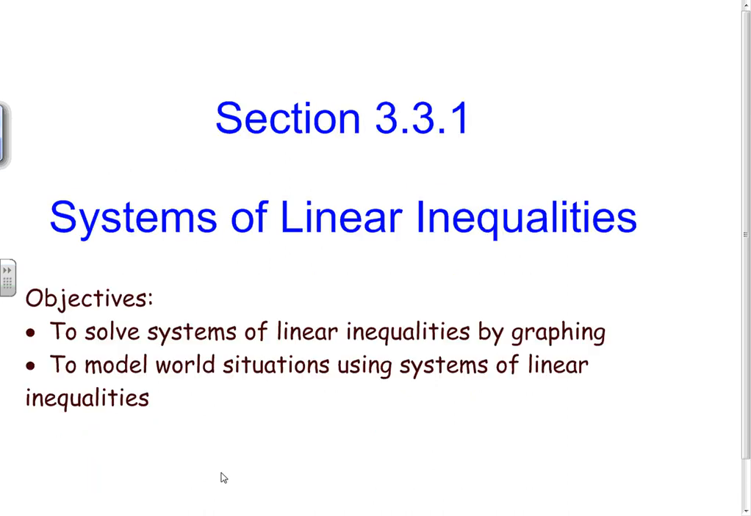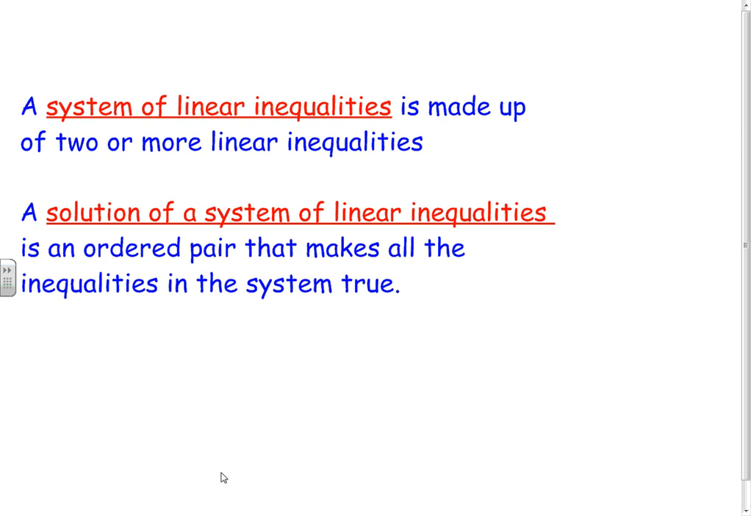Section 3 is systems of linear inequalities. We talked about systems of equations in Chapter 3, Sections 1 and 2. Now we're going to talk about linear inequalities. You're going to have to do these by graphing, because a system of linear inequalities has two or more linear inequalities together, just like the systems that we've been talking about in this chapter so far.